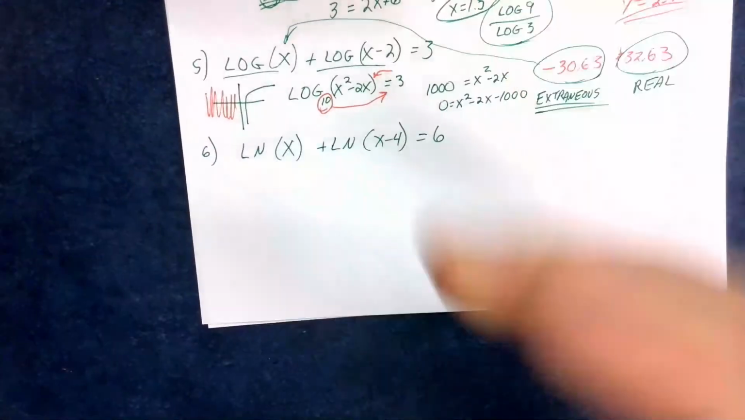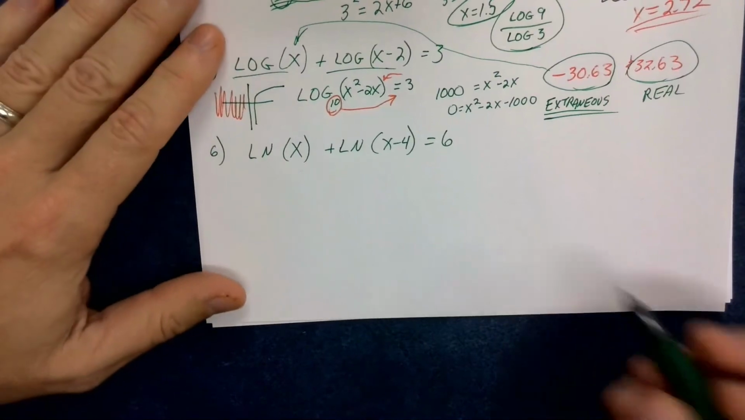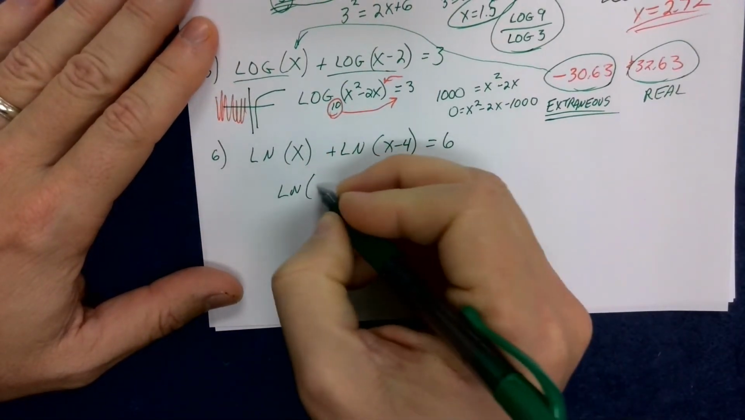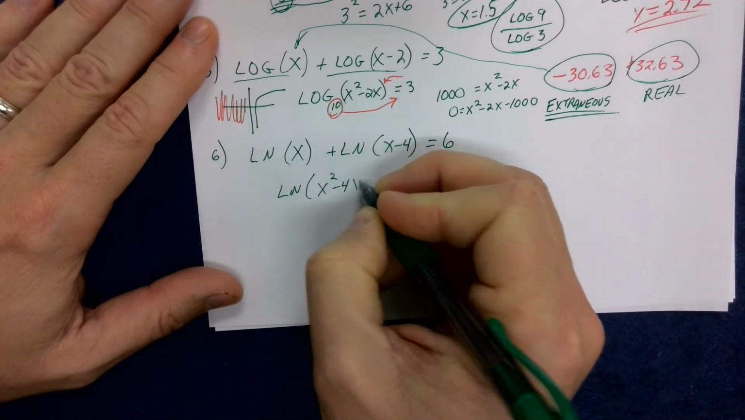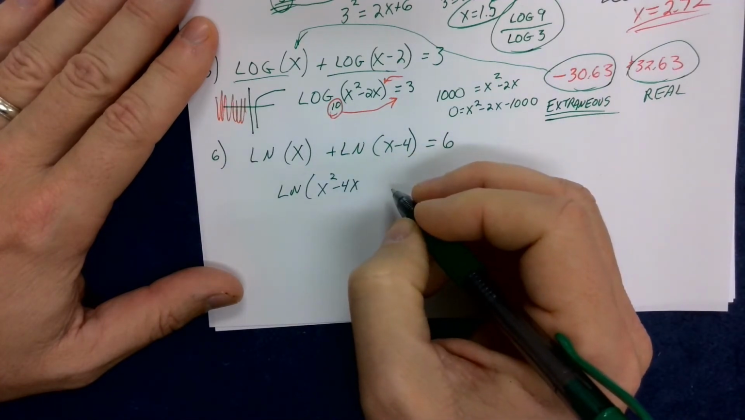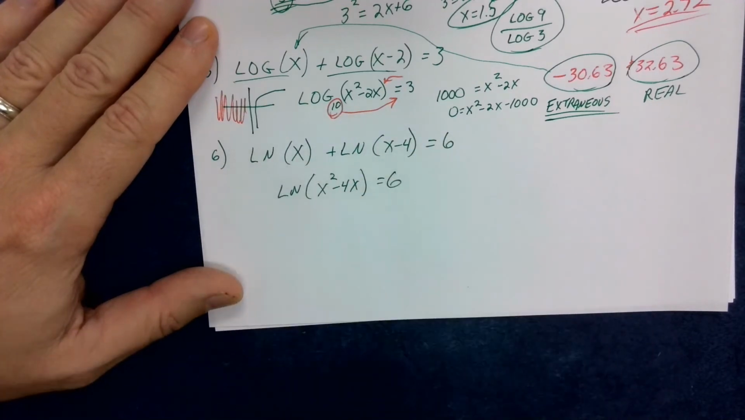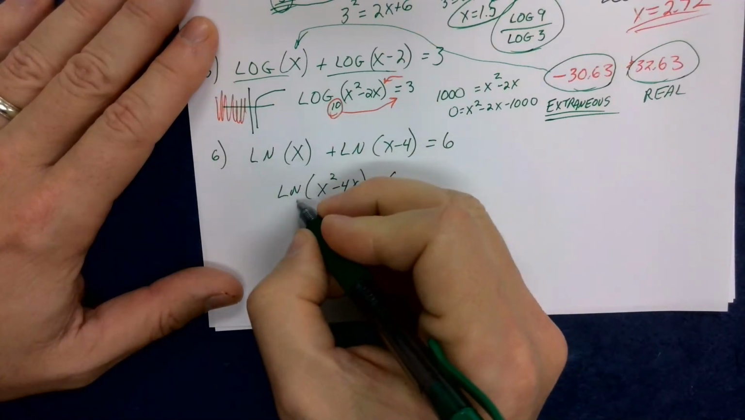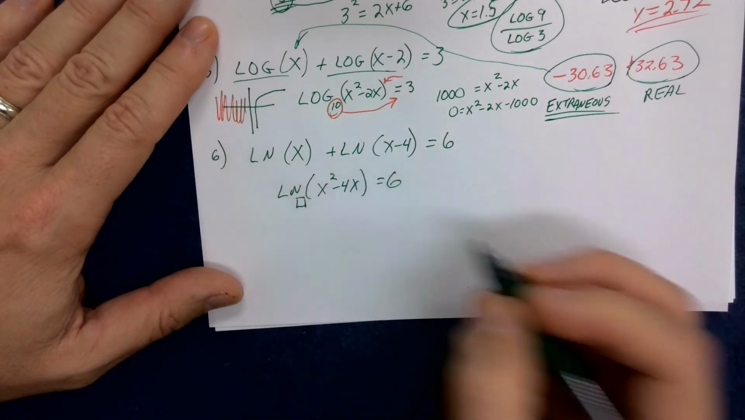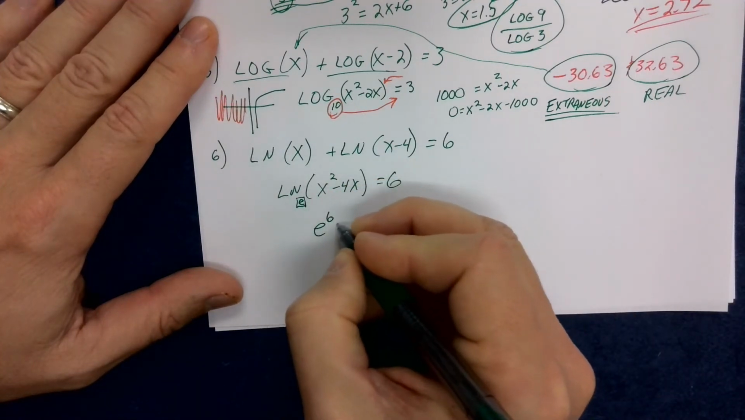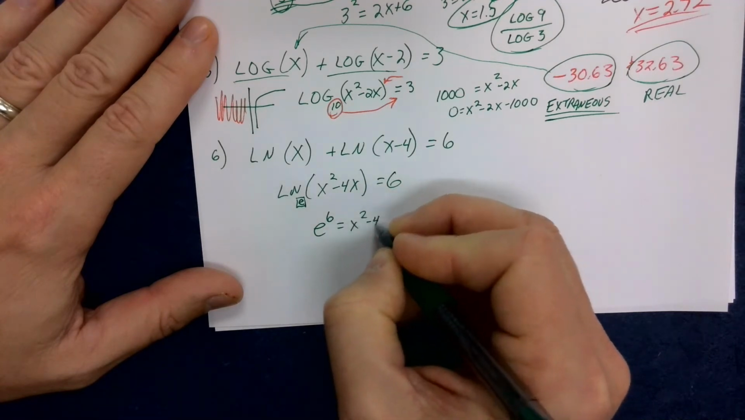Kind of running out of time. I've got to go through this. So this should be the natural log of x squared minus 4x equals 6, because I can multiply those two together. Remember, what's the implied little base down here? It's the base of e. So I can rewrite this as e to the 6th equals x squared minus 4x.